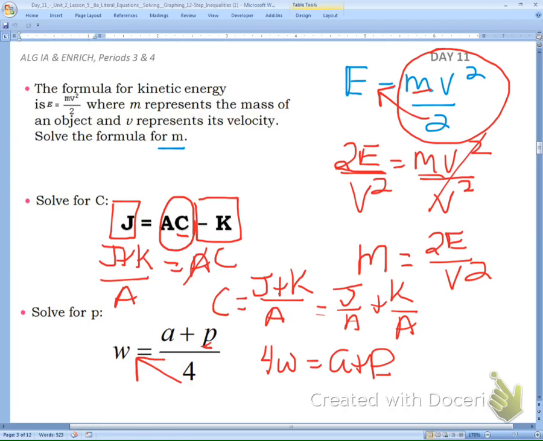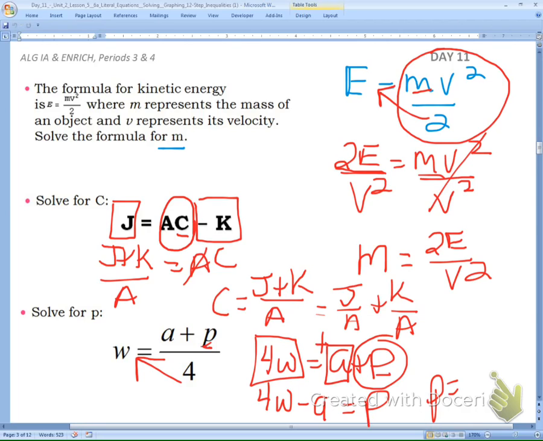There's my p variable. That's like my variable term. And here's my other terms. I need to combine them together, so I'm going to move the a to the other side by subtracting a. Why subtract? Well, that a, if you don't see a sign, is positive. So the opposite sign would be negative. So 4w minus a is equal to p. And your final answer, if you want to flip that around, is p is equal to 4w minus a, which is the same thing.